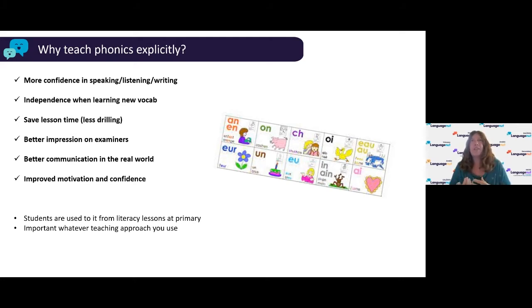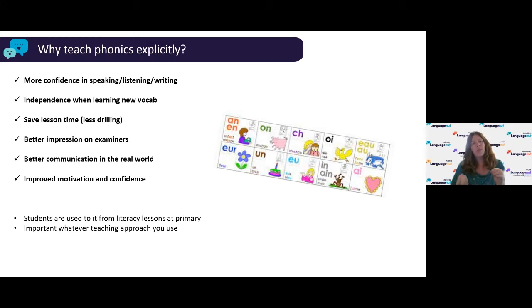Whereas if they've got a pretty good accent, and if that accent is really celebrated in the classroom, and all the students start to feel really good about it because they're practicing it, they're more likely to want to speak. Which means that they can really develop their language skills. So those are some really good reasons for teaching phonics explicitly.